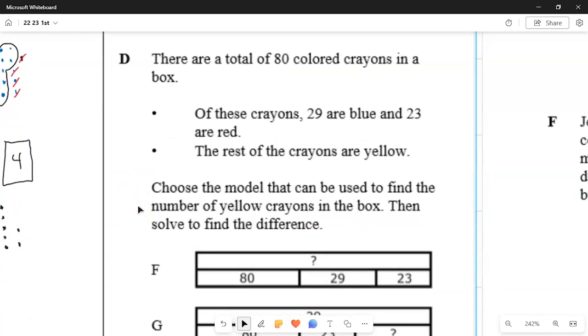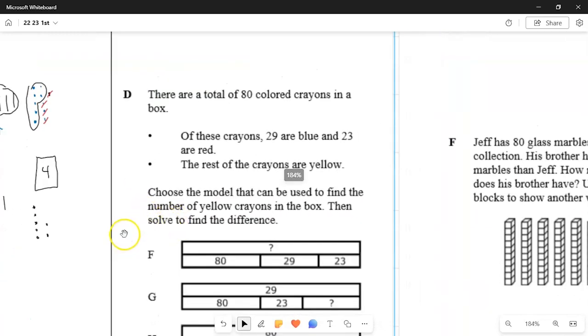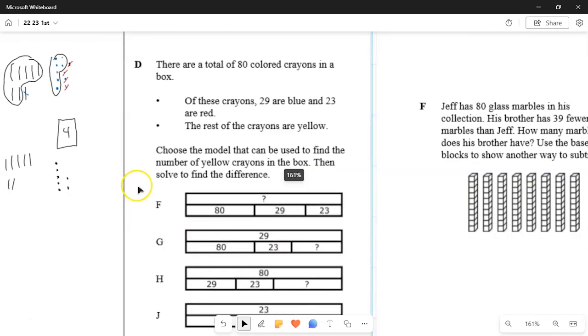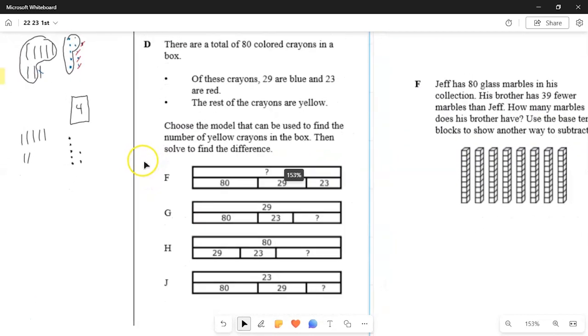Make it a little bit smaller here where you can see it all. Okay. And D says, there are a total of 80 colored crayons in the box. Of these crayons, 29 are blue, 23 are red. The rest of the crayons are yellow. Choose the model that can be used to find the number of yellow crayons in the box, then solve to find the difference.